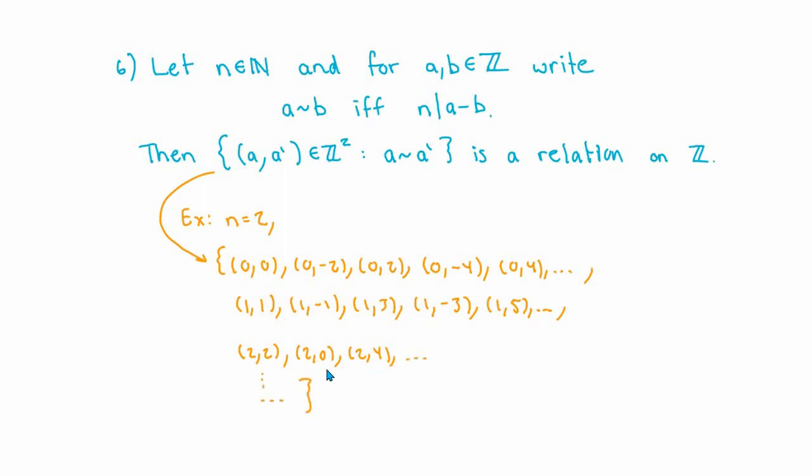The defining rule for being an element of this relation is that a pair of integers is an element of this relation if and only if their difference is divisible by 2. So another way to say that is that a pair of numbers is an element of this relation if and only if either both numbers are even or both numbers are odd. We'll come back to this and spend a lot of time talking about it, but for now I just want you to see the definition of this relation, which of course depends on the choice of the natural number n.